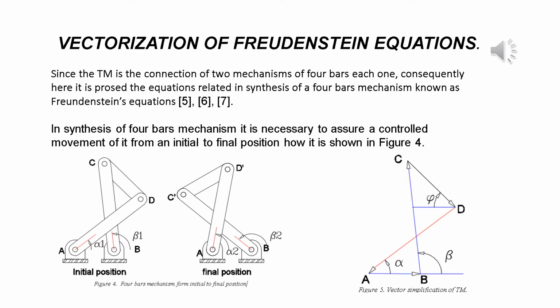Since the Toronto mechanism is the connection of two 4-bar mechanisms, here are proposed the equations related to the synthesis of a 4-bar mechanism known as Freudenstein's equations. In the synthesis of 4-bar mechanisms, it is necessary to assure a controlled movement from an initial to a final position, as shown in figure 4.